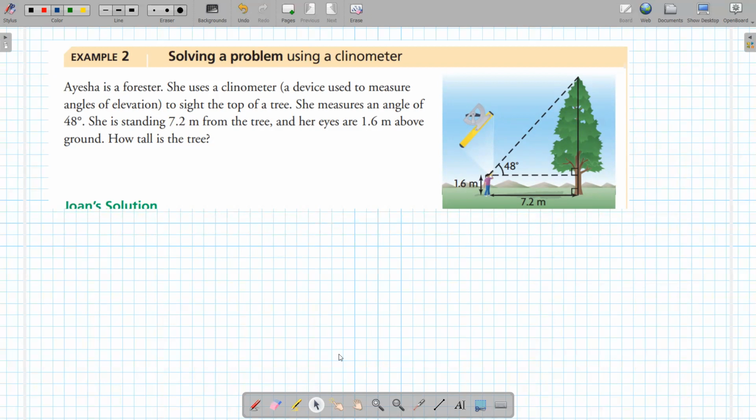Again, it's not that difficult. It's not like the last one because they've already given us a diagram. It's just a SOH CAH TOA problem. And then you add or subtract the 1.6.